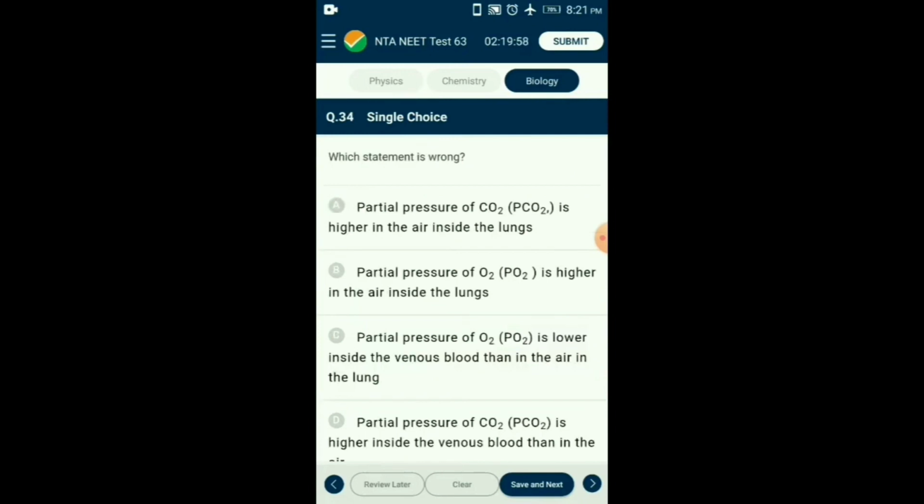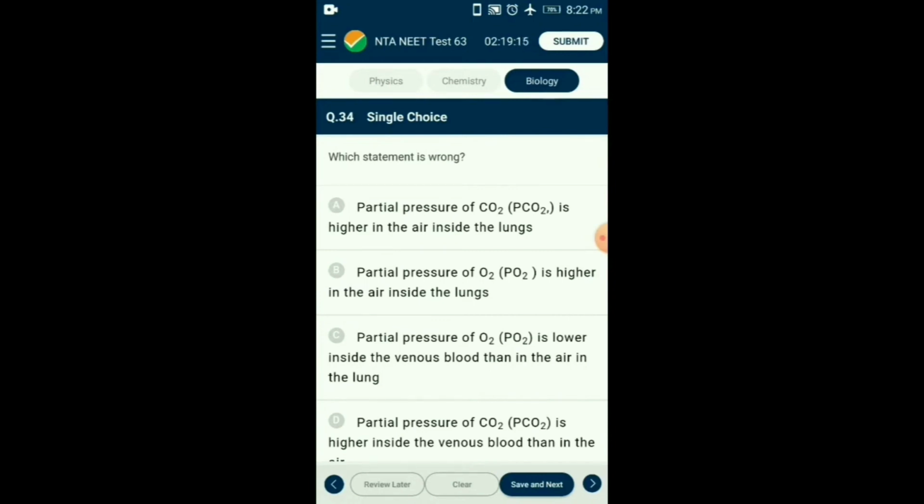Question number 34. Which statement is wrong? Partial pressure of oxygen in the atmospheric air is 158 mm of Hg and that of carbon dioxide is 0.3 mm of Hg. Partial pressure of oxygen, that is PO2, in alveolar air is 100 mm Hg and it is only 40 mm Hg in arterial capillaries of the lungs.